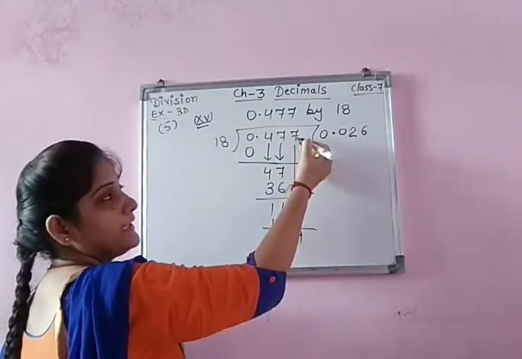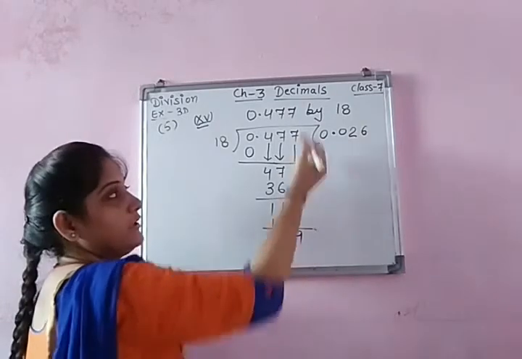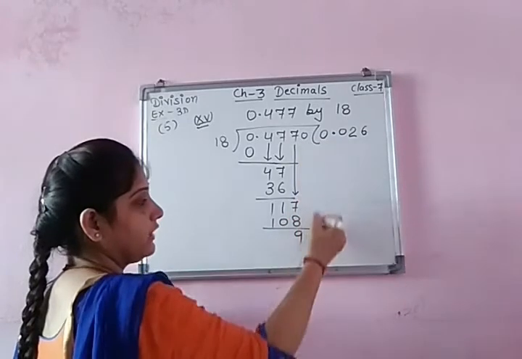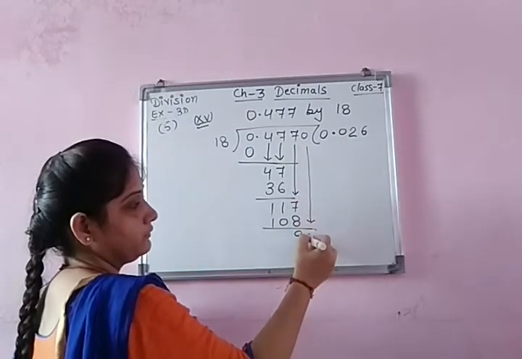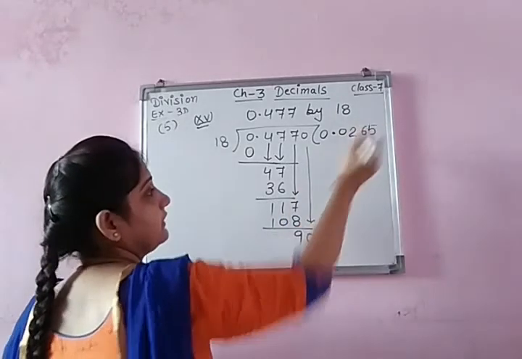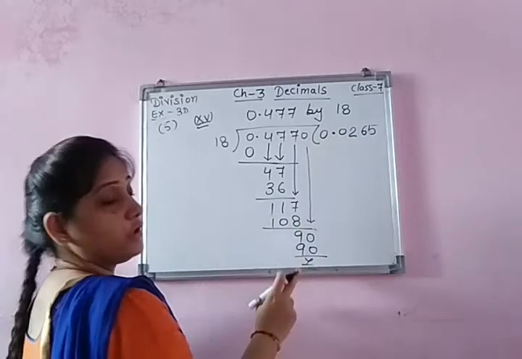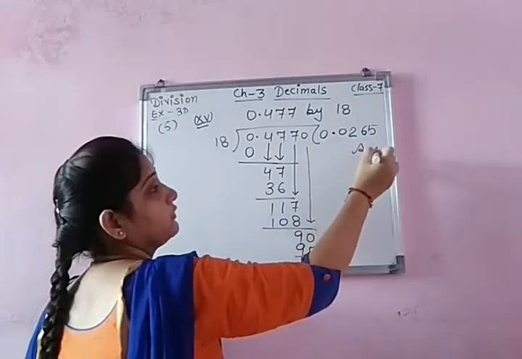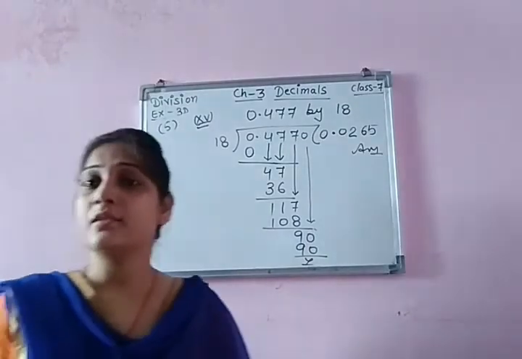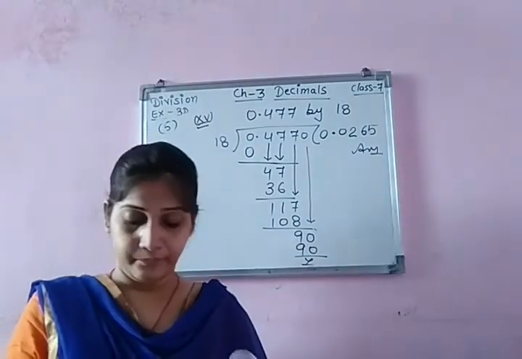Now all the digits in the dividend are finished. The last digit was 7, we have written. So we can write 1 0 from our side and write down this 0 here. Am I clear? Now 18 5s are 90. You have to continue this process until you get the remainder 0. So 0.0265. So in this way we can divide a decimal number by a whole number.